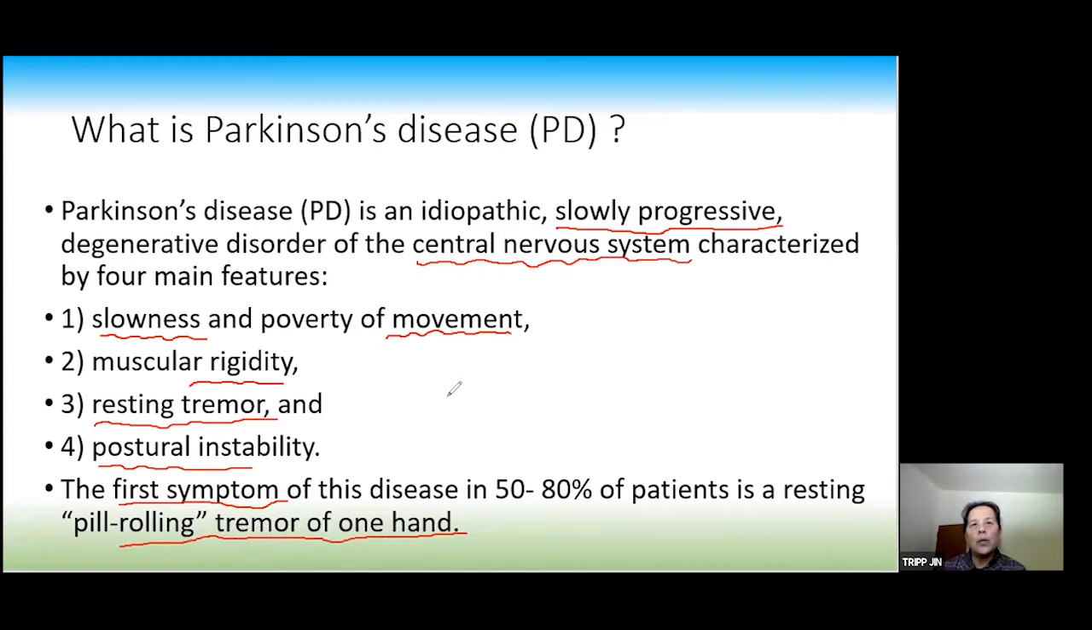So what truly caused this illness? Still not totally clear yet. But we know that it's a central nervous system disorder.